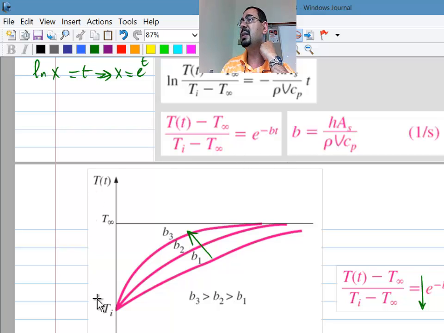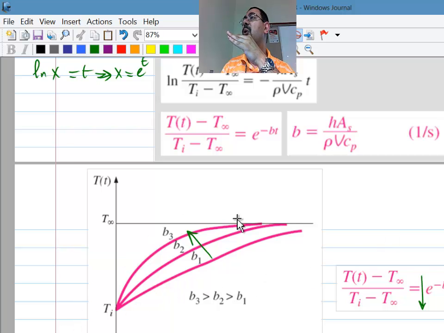All right, now the other extreme, when t goes to infinity, e to the power minus infinity is 1 over e to the infinity. It's 1 over infinity. It is 0. So at t equals infinity, at a very, very long time, this term would be 0, and therefore all of them eventually are going to T infinity.